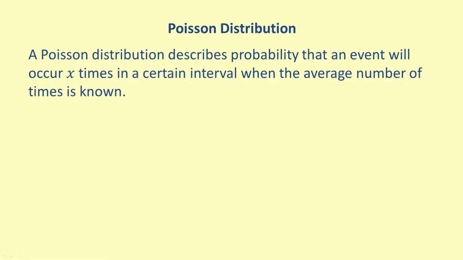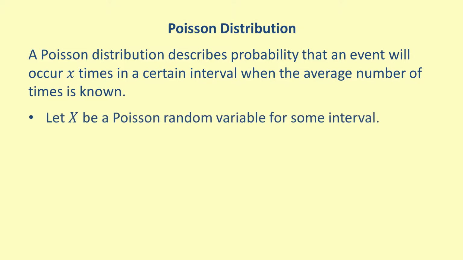A Poisson distribution can be used to compute the probability of an event occurring a number of times, let's say x times, within a certain interval. In order to do this, the average number of times the event occurs in that interval must be known. So the Poisson distribution has one parameter, which is the average number of times per interval for the event. The interval being used must also be specified.